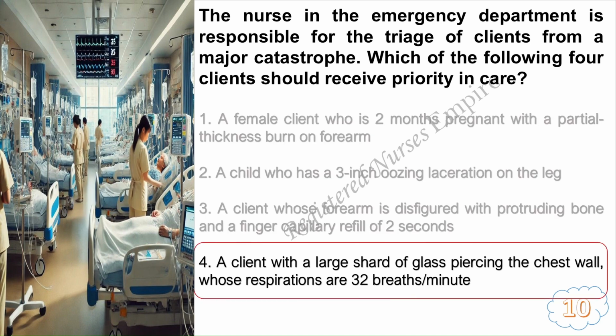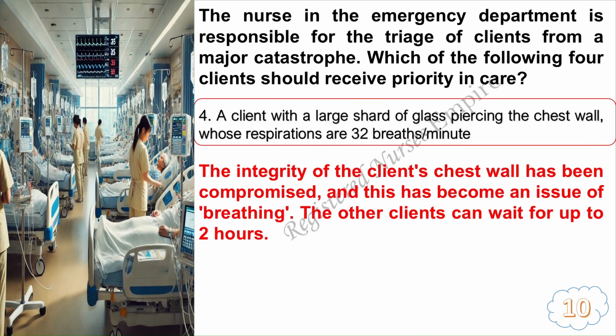The answer is 4. A client with a large shard of glass piercing the chest wall, whose respirations are 32 breaths per minute. Remember, the integrity of the client's chest wall has been compromised, and this has become an issue of breathing. The other clients can wait for up to 2 hours.